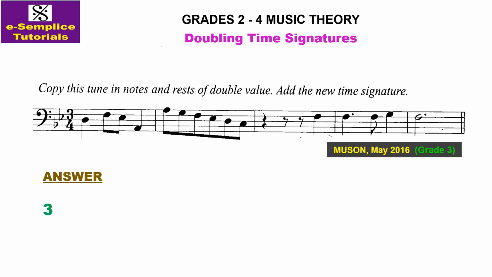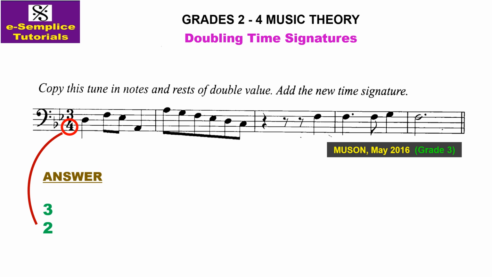Remember, the upper number of the time signature does not change, so we have 3 there, but the bottom number will definitely change. Now the bottom number 4 signifies a crochet. Now if you double a crochet, it becomes a minim. So the time signature changes from 3/4 to 3/2 time.